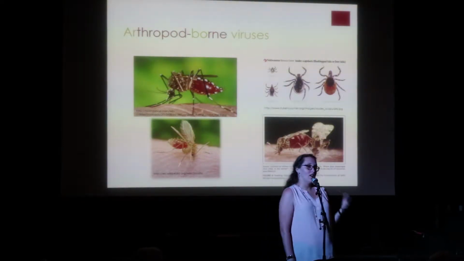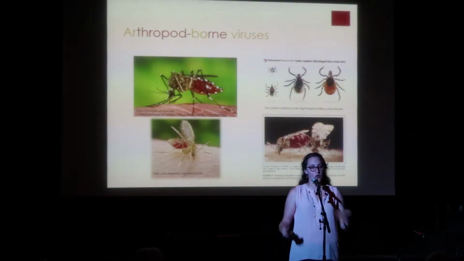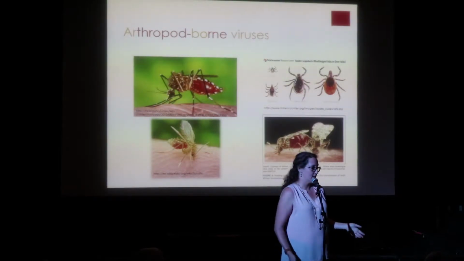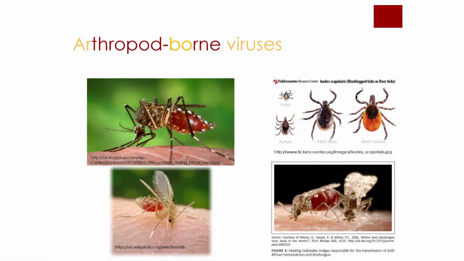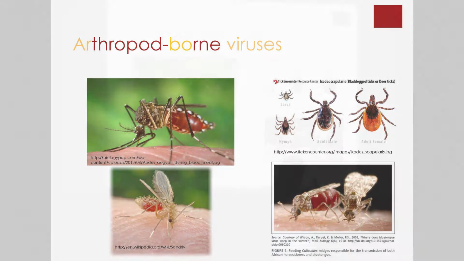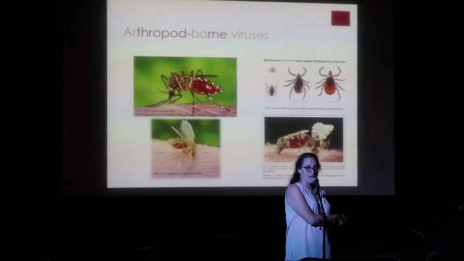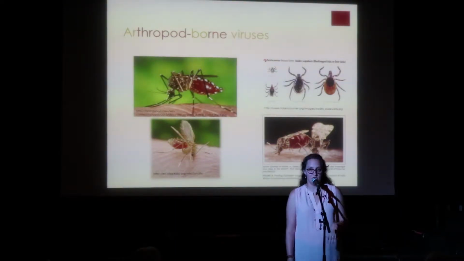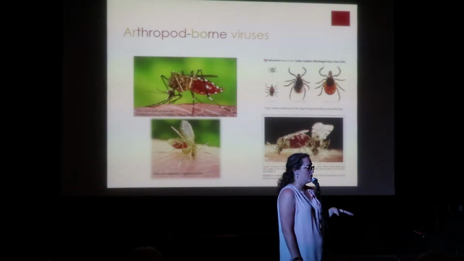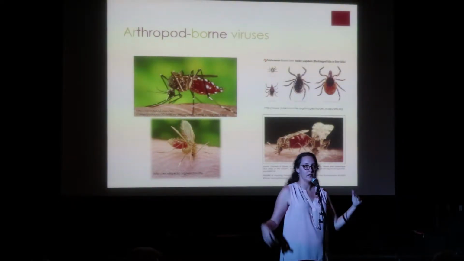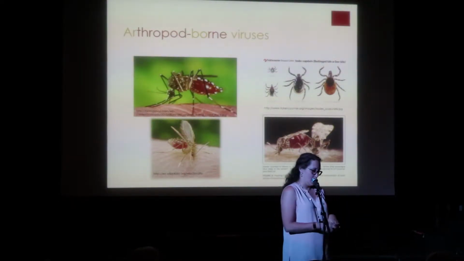And what these are is they're viruses that require an arthropod, like an insect, to transmit them. So the different kinds of arthropods that transmit are mosquitoes, which is what I work on, and then also ticks, and then we have sandflies, which are these fuzzy little things down here, and then, of course, culicoides or no-see-ums, or biting midges. So all of these things have the potential to transmit viruses. They're not all here, so don't freak out.